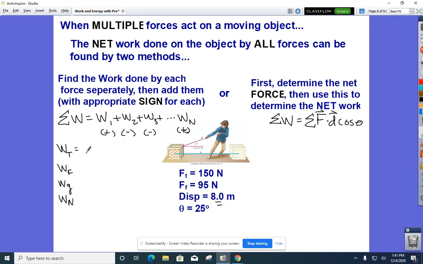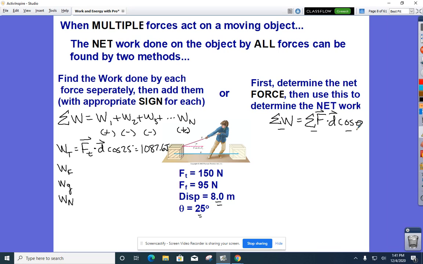So when I go to do this, it's going to be the force of tension multiplied by the displacement, multiplied by the cosine of the angle between those. Well, let's see, 25 degrees. Maybe the cosine of 25. I'm not going to put those numbers in there because I have limited space, but the force of tension is 150 multiplied by 8, and then multiplied by the cosine of 25. And with that, I get 1,087.6 joules.